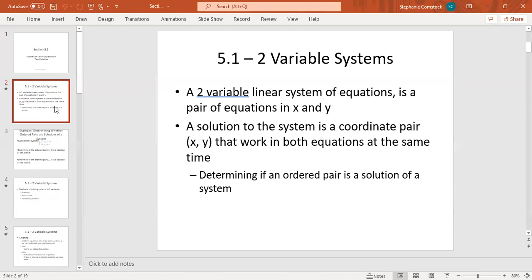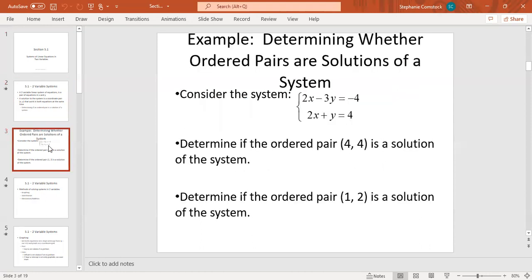Now, a solution to a system is a coordinate pair or an ordered pair that works in both equations at the same time. So we're going to look at a pair of equations that they have for us, and we are going to determine if we have things that are or are not solutions, okay? So we're going to check on (4, 4), and then we're also going to check on (1, 2). So we'll take a look here.